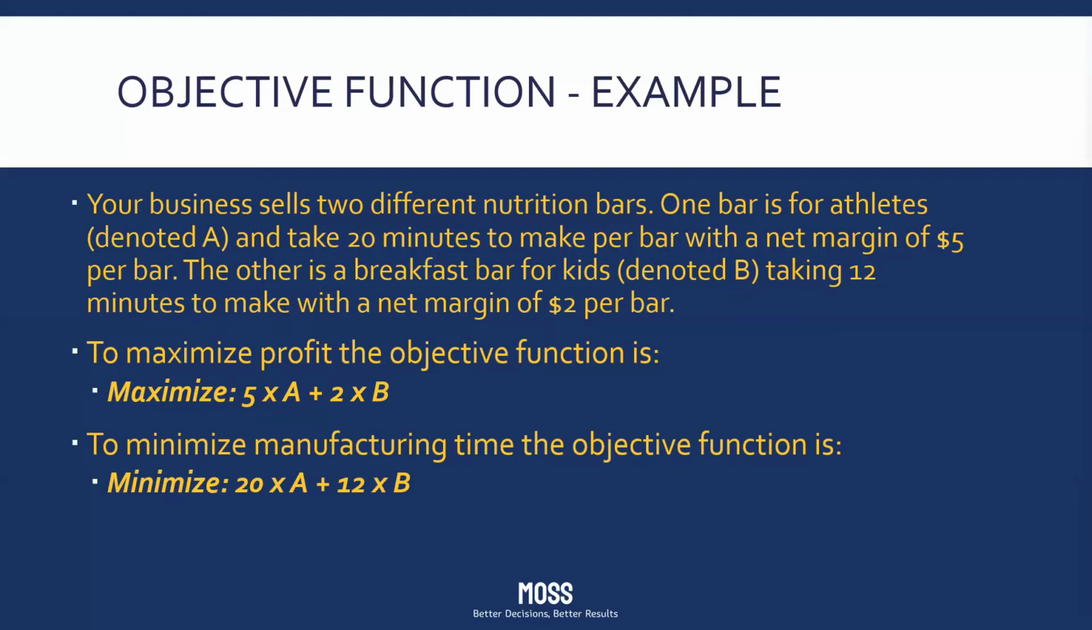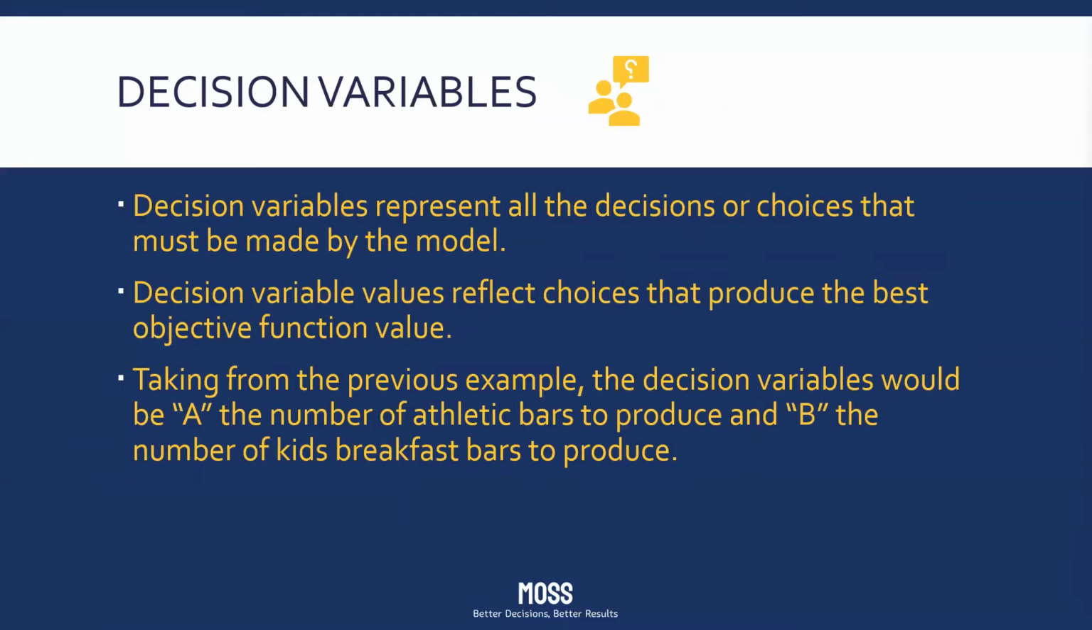If we wanted to, say, minimize manufacturing time or cost, the objective function might be written instead as 20 minutes per bar times A, the number of bars made, plus 12 minutes per bar times B, the number of bars made. Again, you can see that depending on the opportunity statement, the objective function might be written differently. The second component of mathematical models is the decision variables.